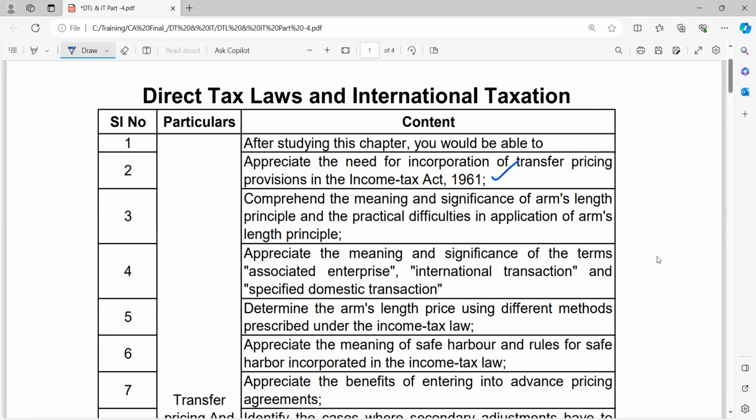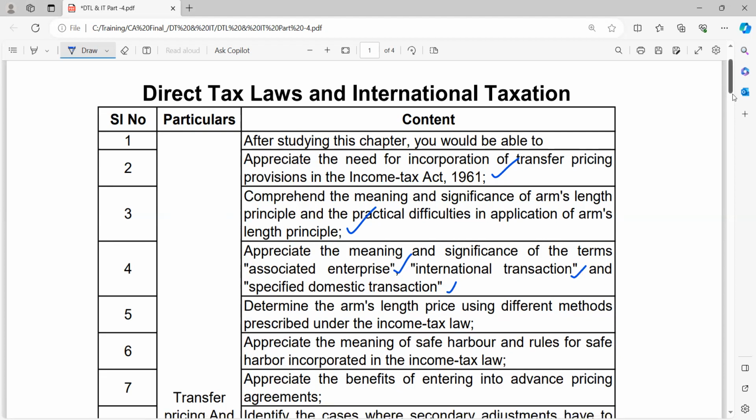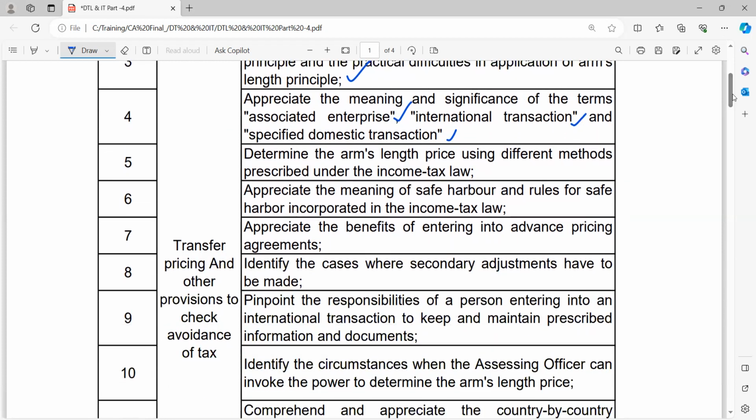You can comprehend the meaning and significance of arm's length principle and the practical difficulties in application of arm's length principle. You can appreciate the meaning and significance of terms associated enterprises, international transaction, and specified domestic transaction. Next, you can determine the arm's length price by using different methods prescribed under the income tax law.